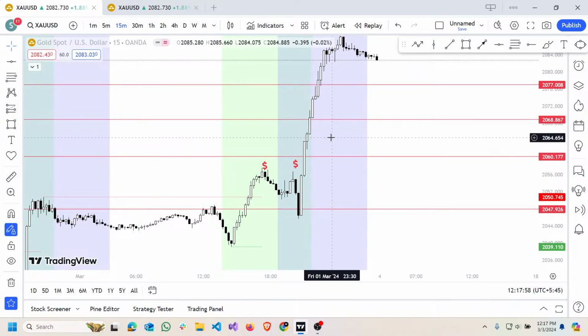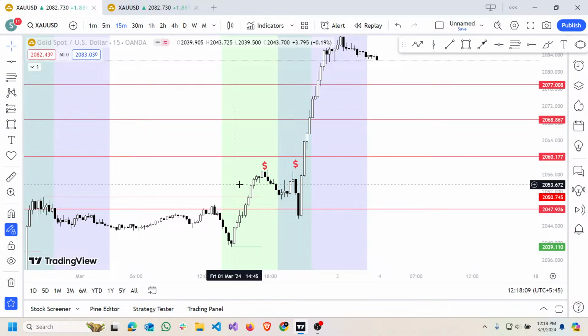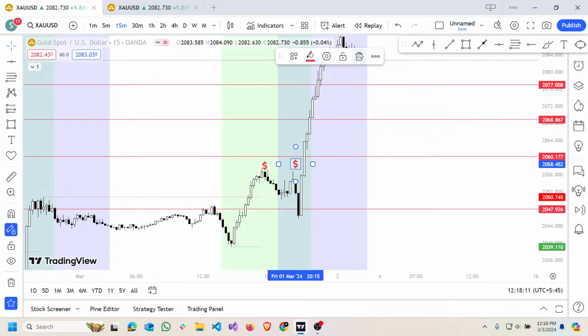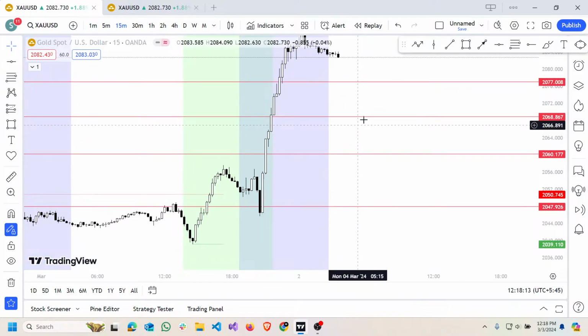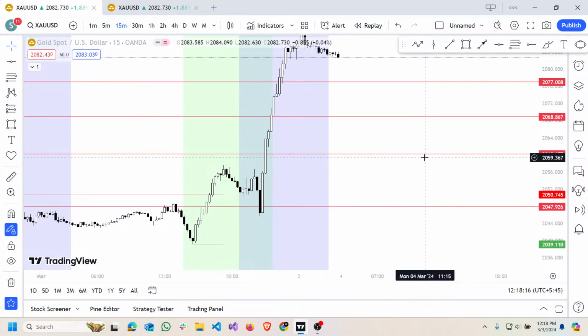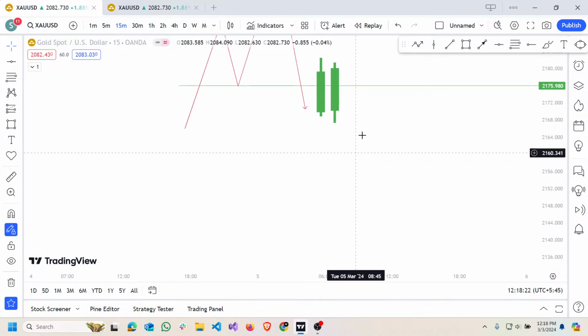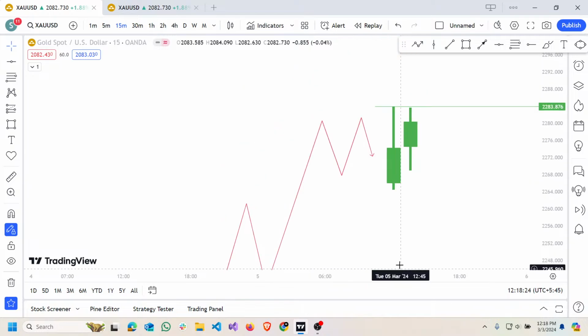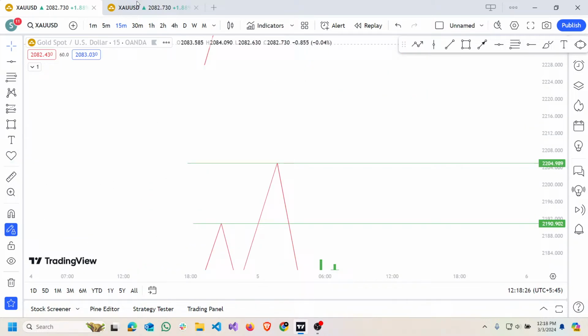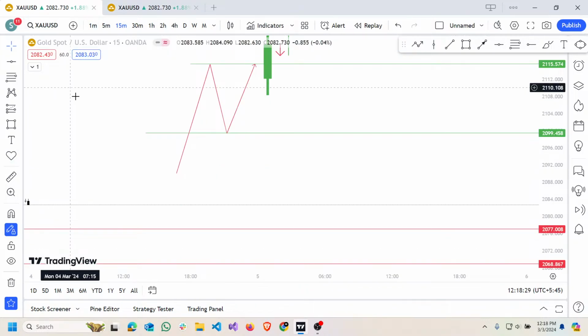It would not have closed above this. If it's closing above this, then there is some reason for the market to go to the next level. That's why it's not a fake out, not a fake trap. That is setup three.